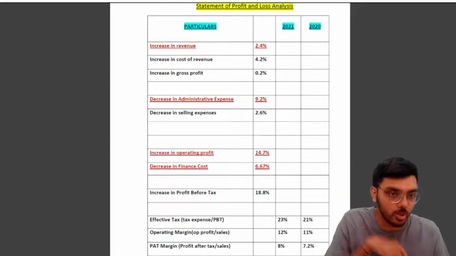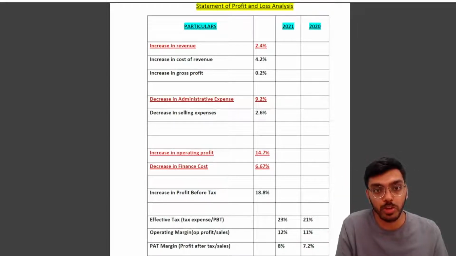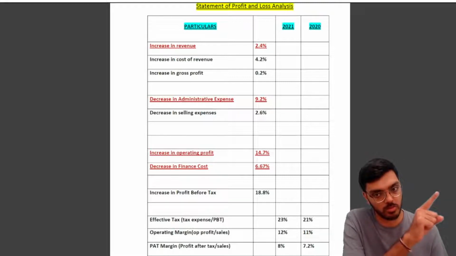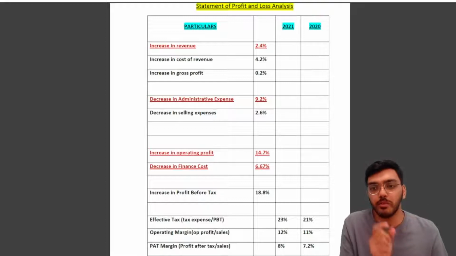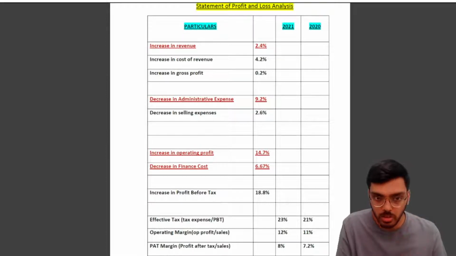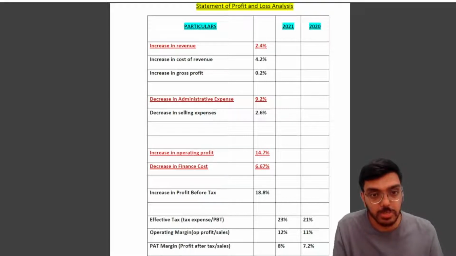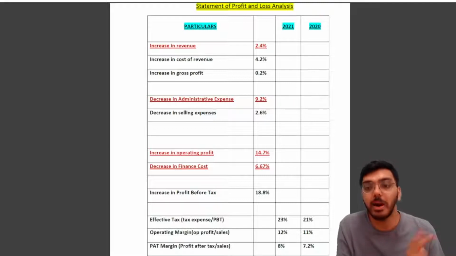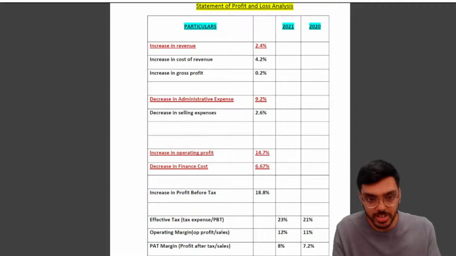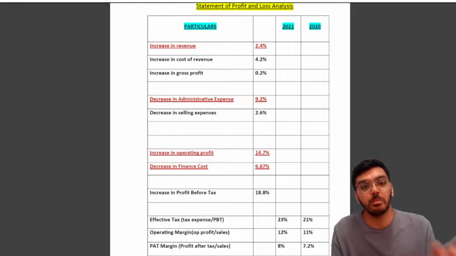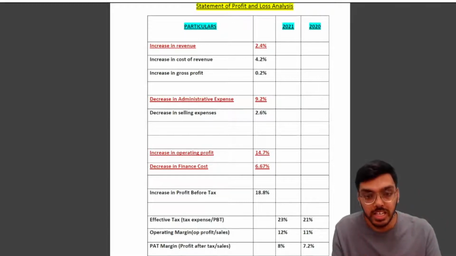So we've done the calculations for you. Revenue went up by 2.4%. Cost of sales, cost of revenue went up by 4.2%. We spoke about this. Your gross profit marginally increased by 0.2% only. Admin expenses reduced by 9%. Selling expenses come down by 2.6%. Operating profit showed a good increase, 14.7%. Finance cost went down by 6%. Increase in profit before tax close to 19%.